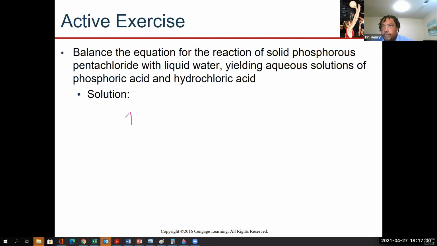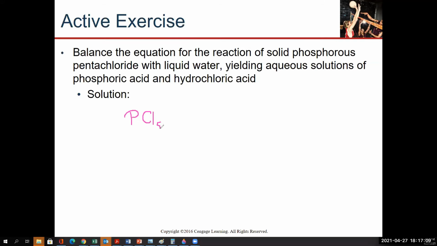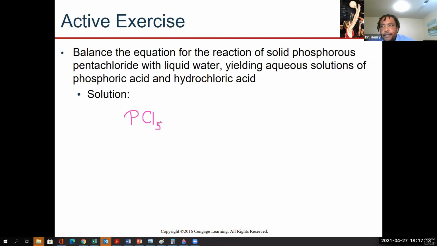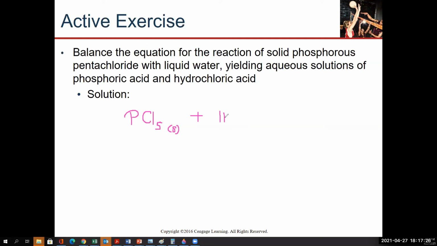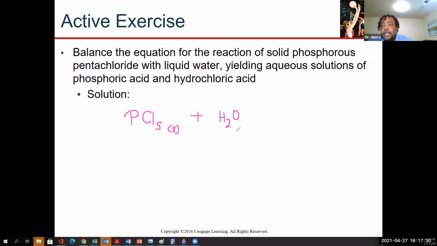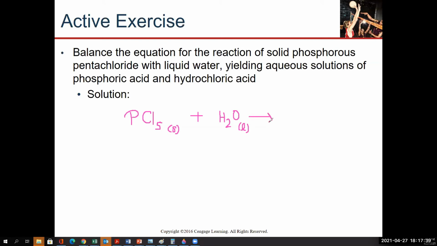PCl5, phosphorus. Solid, liquid, or gas? Solid. That's an S. Okay, plus H2O. Is that solid, liquid, or gas? Liquid. And what are we making? H3PO4, and plus HCl.